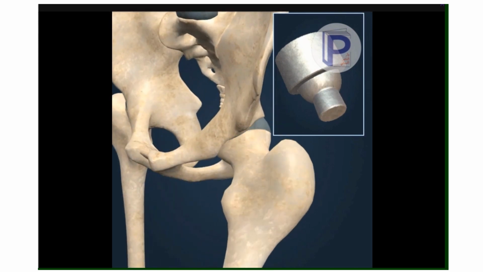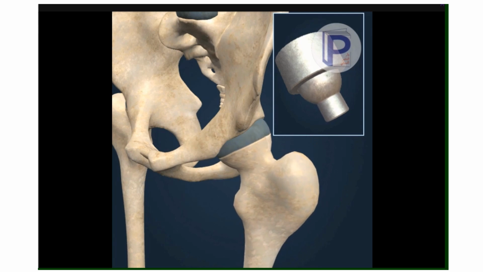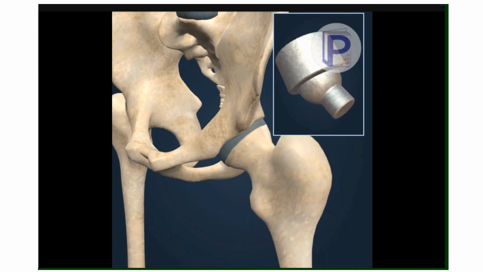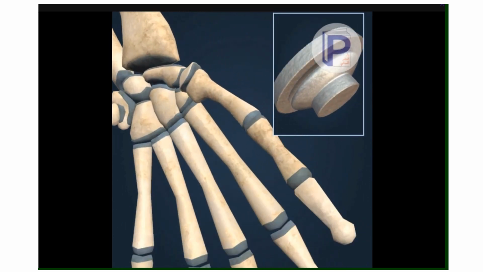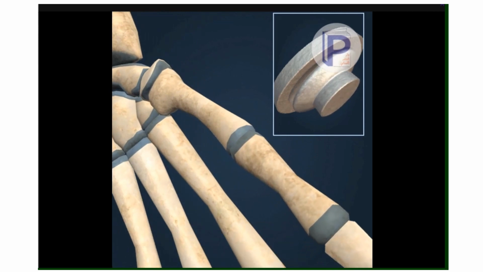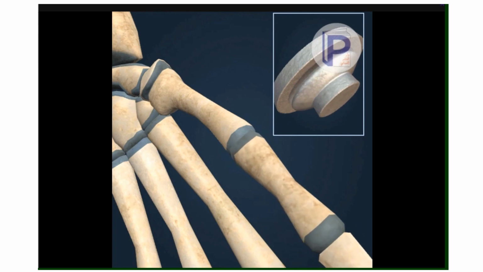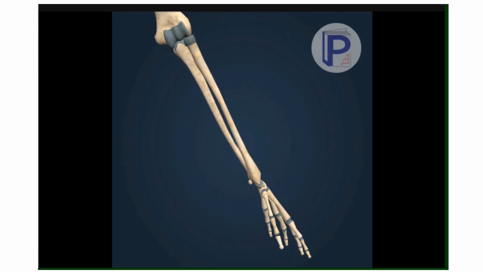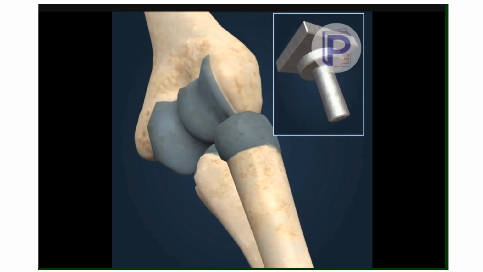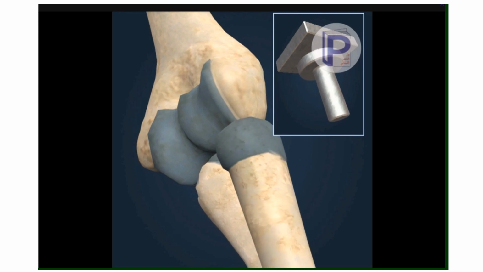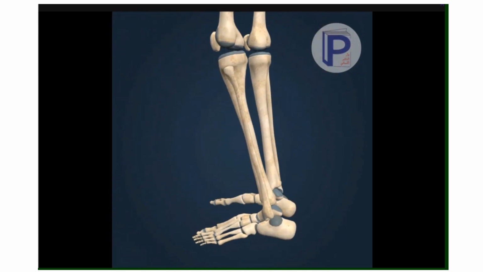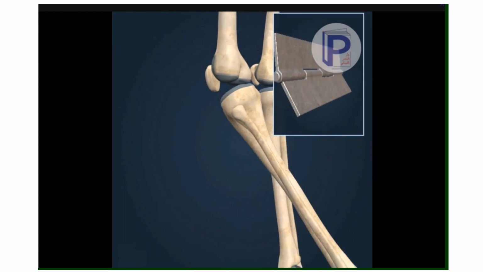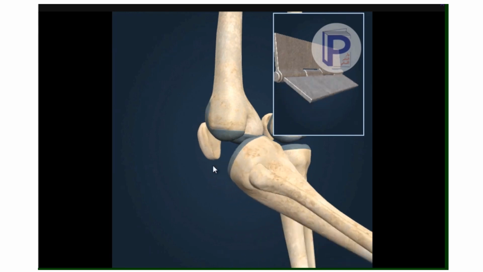For example, this is an articulation that joins the pelvis to the thigh bone. These are the articulations that are found in the hand, and they join the hand bones. This is another articulation, or a joint, that joins the arm and the forearm bones. This is an articulation that joins the leg and the foot bones, and another articulation that joins the leg and the thigh bones.